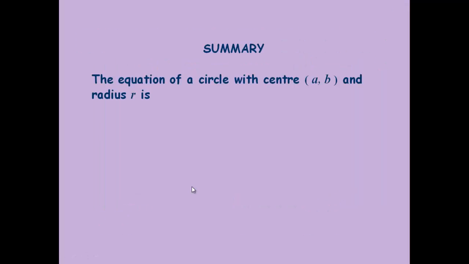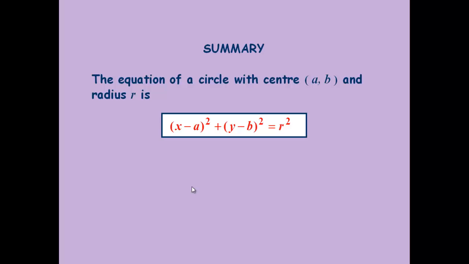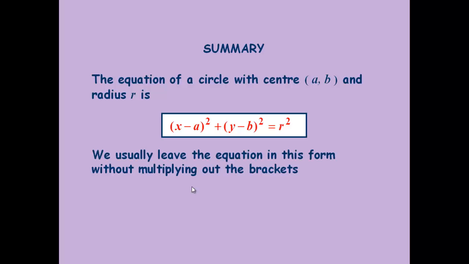So to summarise, the equation of a circle with centre (a, b) and radius r is (x minus a) all squared plus (y minus b) all squared equals r squared. This is the preferred form of the equation. It tells us a lot of information. It tells us the centre. It tells us the length of the radius. So this is the preferred way that we would leave the equation. It would be unusual to multiply out the brackets.